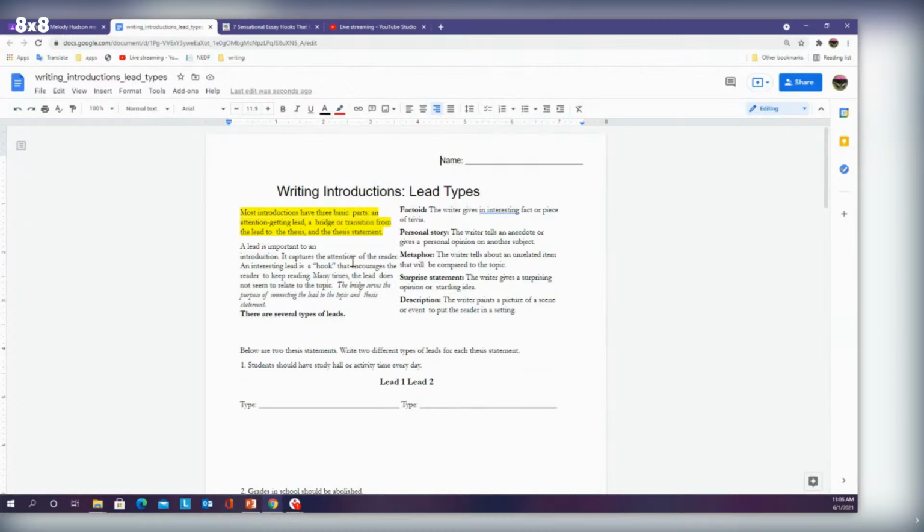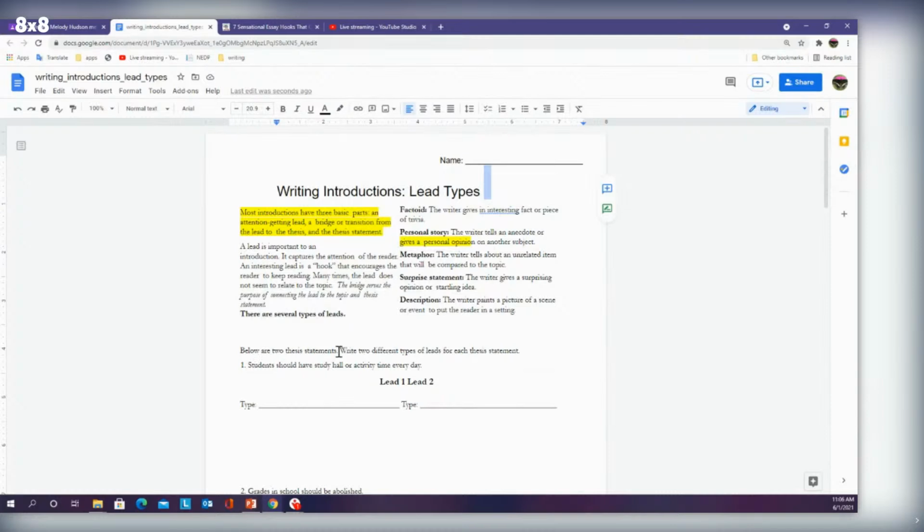Anyway, there are different types of leads. Facts: a factoid gives your reader an interesting fact or piece of trivia. Personal story: the writer tells an anecdote or gives a personal opinion on another subject. Metaphor: the writer tells about an unrelated item that will be compared to the topic. Surprise statement: the writer gives a surprising opinion or startling idea. And then description: the writer paints a picture of a scene or event to put the reader in the setting.